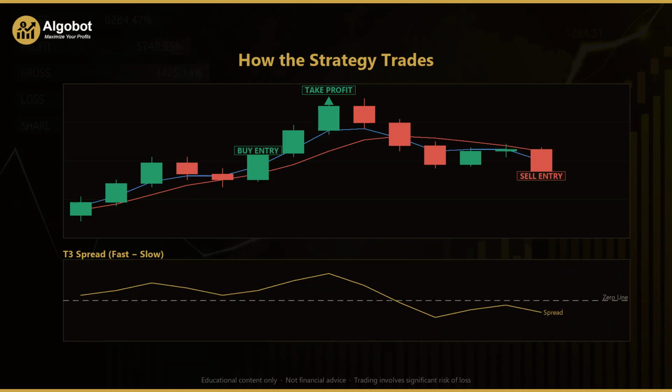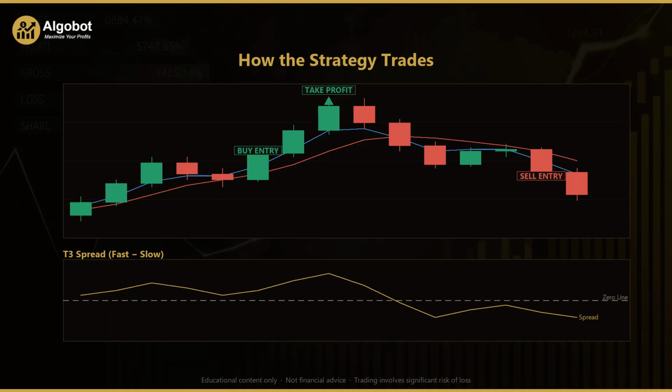Price stages a small bounce higher over the 11th and 12th candles. The fast line ticks back up toward the slow line, and in the panel the spread shrinks toward the zero line from below, but importantly, it stays negative. Again, a shallow pause, not a true recovery.